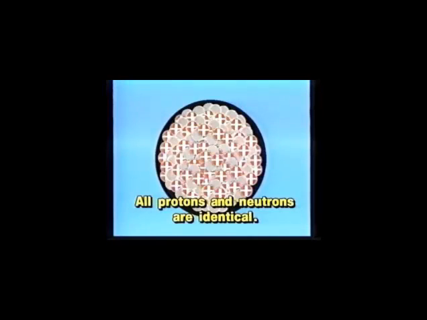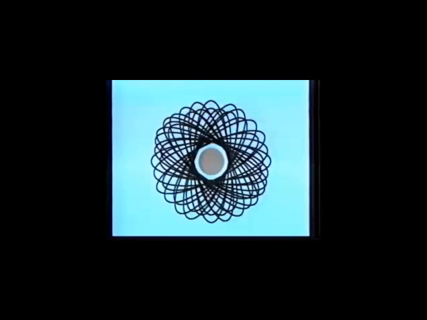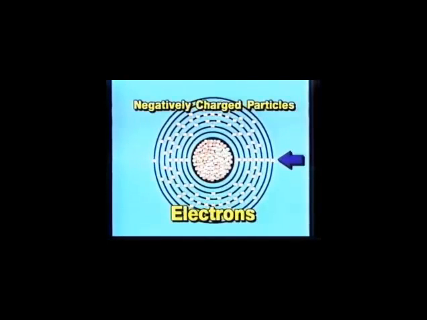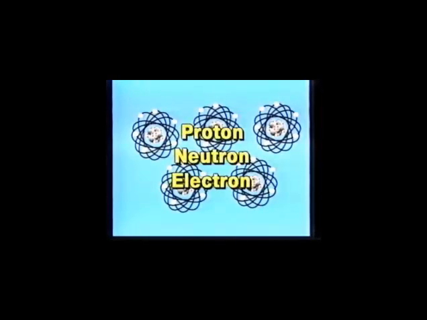Protons are positively charged particles located in the nucleus, while neutrons are electrically neutral. All protons are identical, and all neutrons are identical. Surrounding the nucleus in an atom is mostly empty space. But here, moving around the nucleus, we find negatively charged particles, named electrons. These three tiny particles, the proton, neutron, and electron, that are part of every atom, are called subatomic particles.